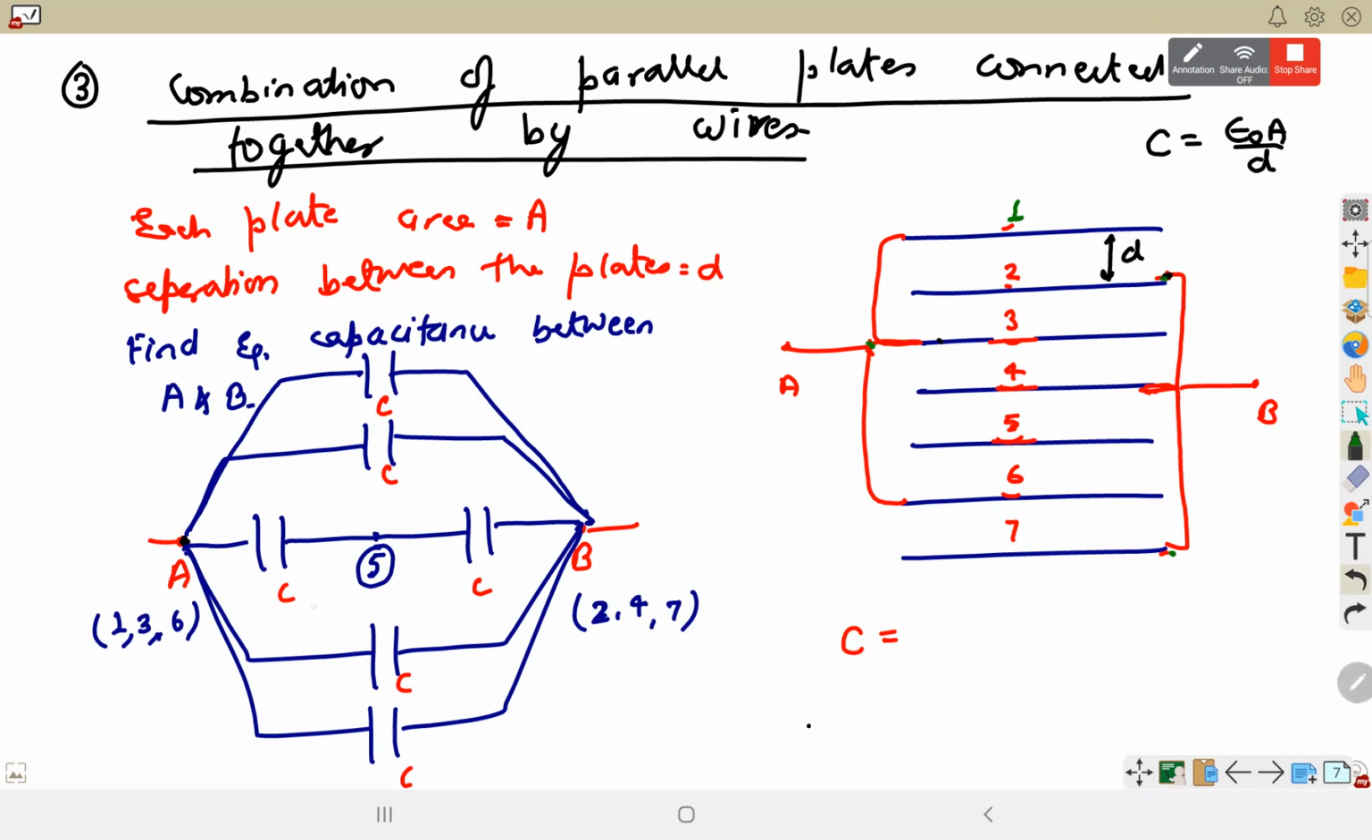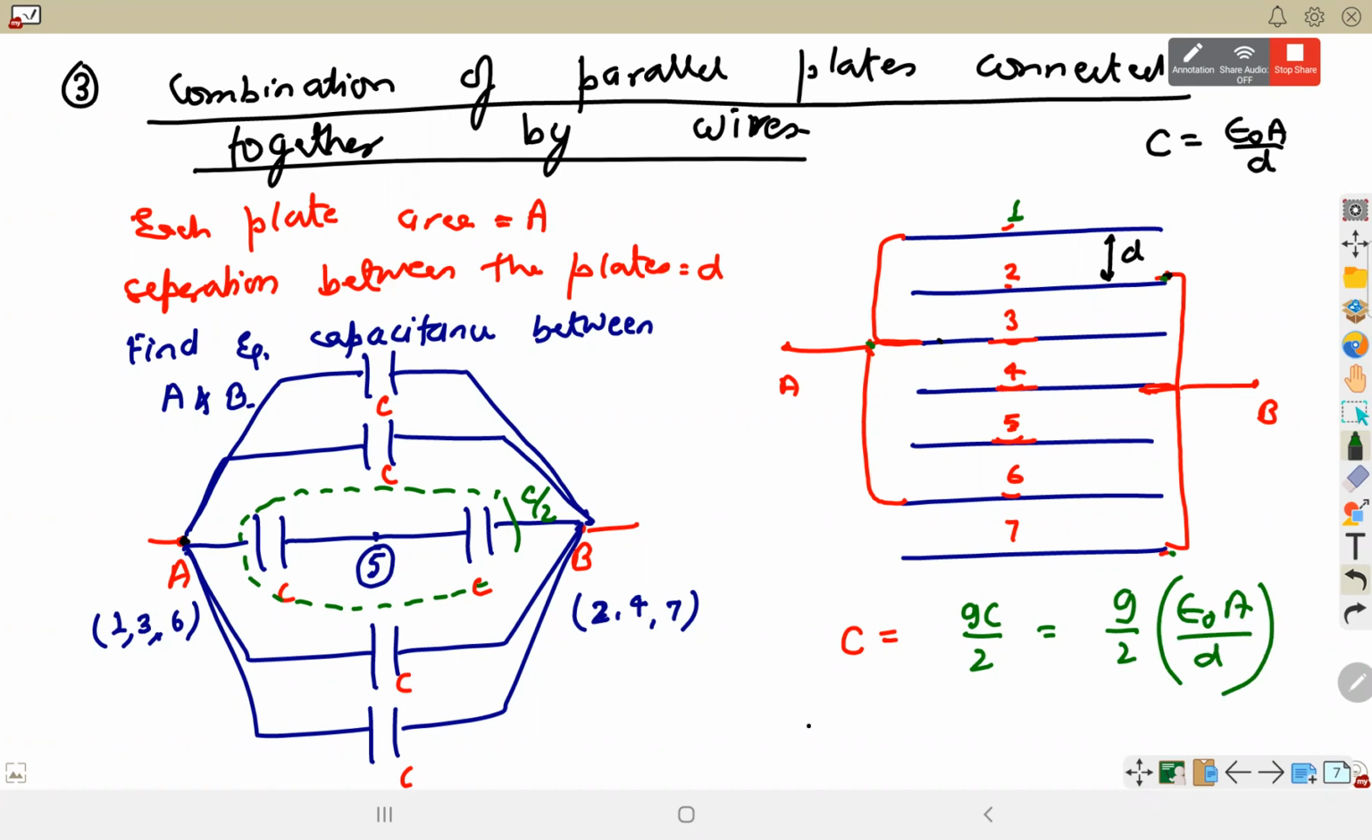First capacitor between 1 to 2, then between 2 to 3, then between 3 to 4, then 4 to 5, then 5 to 6, then 6 to 7. ये C and C in series, that becomes C by 2, और बाकी सारे आ गए parallel. C by 2, C by 2, C by 2. So 4C plus C by 2, 9C by 2, which is 9 by 2 epsilon naught A by d. This is the capacitance between A and B.